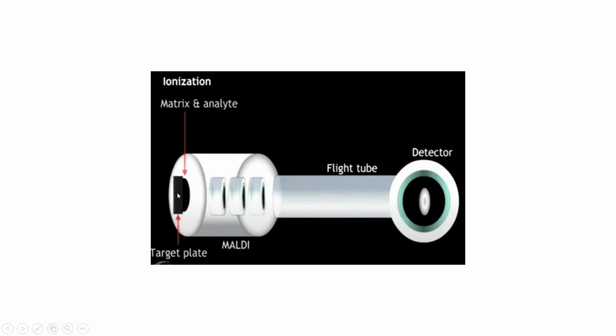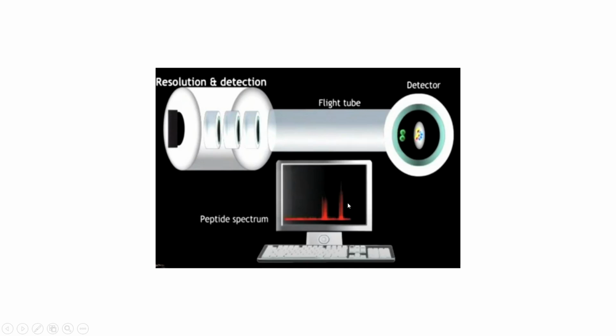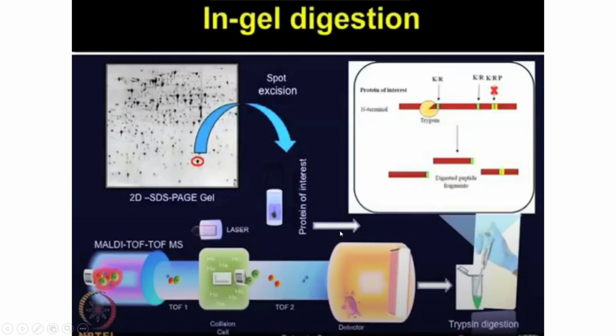Now the laser will come in contact with this specific plate, and that will get ionized and then separated as per mass to charge ratio. Then when it hits the detector, in the software you will see certain peaks accordingly. If the intensity is greater, the peak height will be greater. If the intensity is smaller, the peak height will be smaller. So this is how the protocol is.